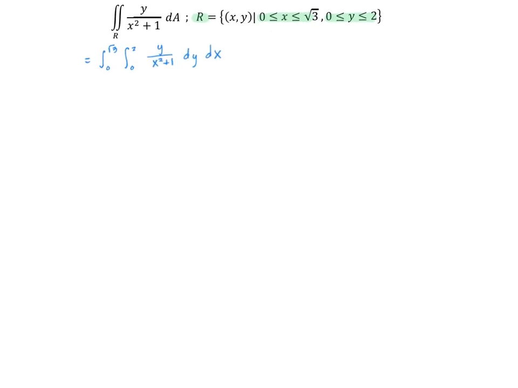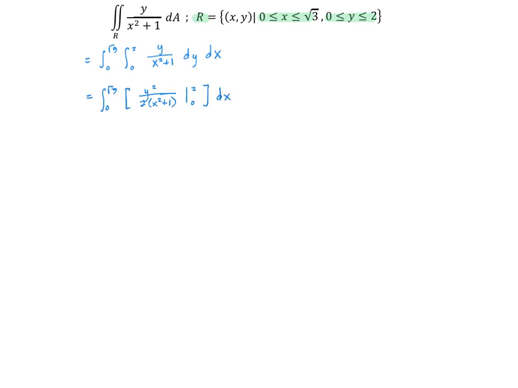So now again, on the innermost integral, x squared plus 1, I'm ignoring that. Again, just sticking in a random number, 3. How would you integrate y over 3? It's y squared over 2 times whatever is in that denominator. So it's the same thing. This is going to be y squared over 2 times whatever that denominator is. And I'm evaluating this from 0 to 2.